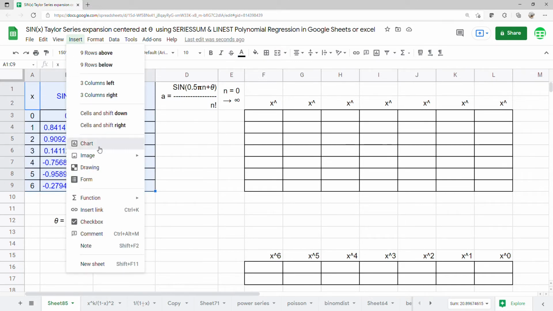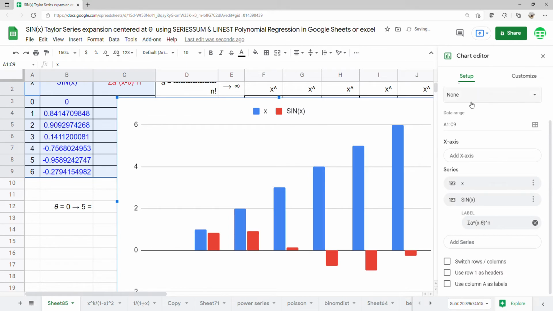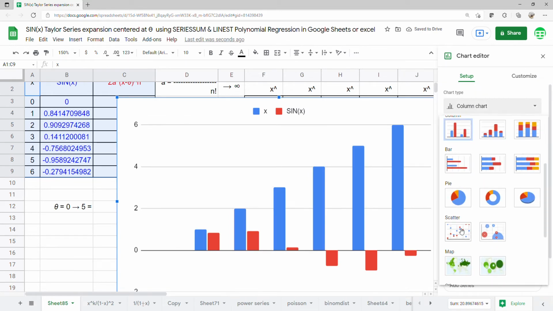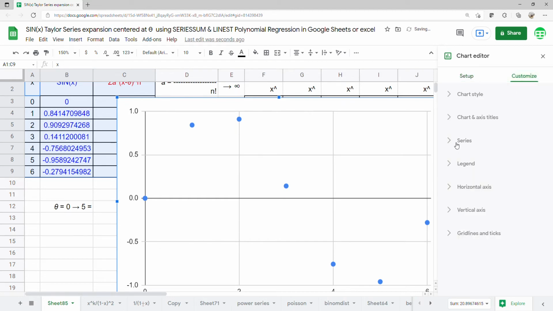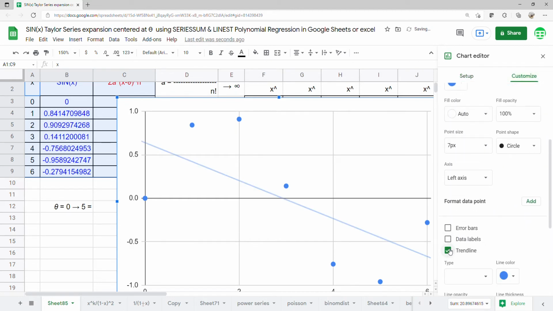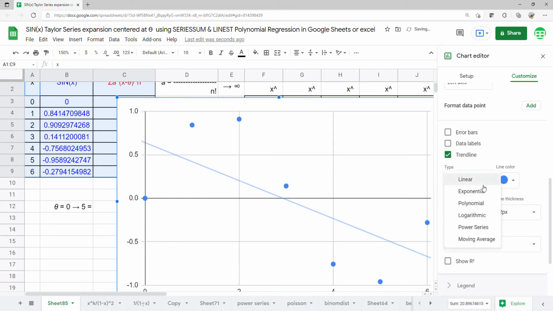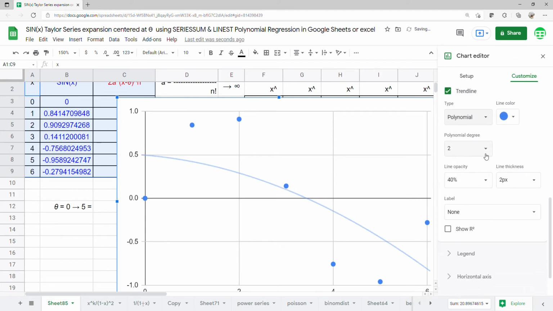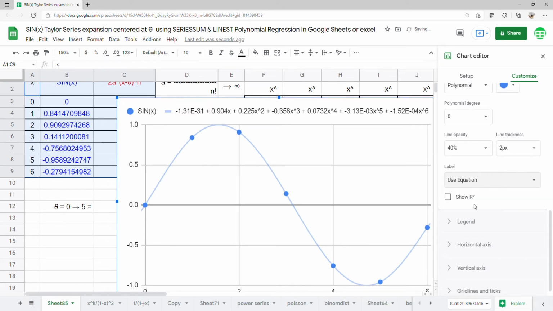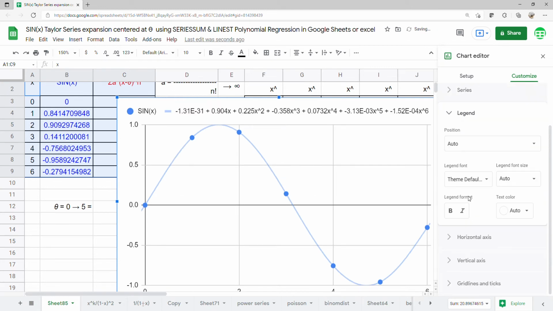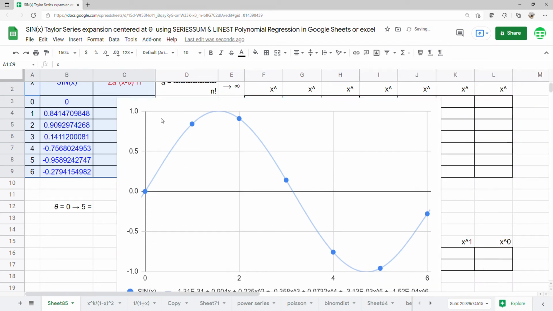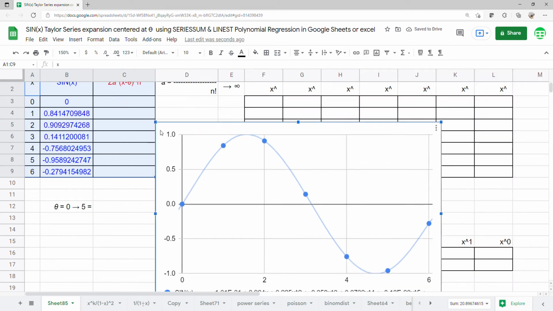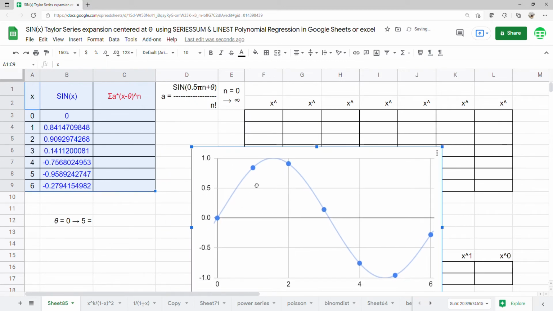Insert chart. And we use scatter chart. Use row 1 as header and show the trend line. Polynomial to the 6th degree. For the label, use the equation. And for the legend, position at the bottom. So here we have the trend line and polynomial of the sine function.